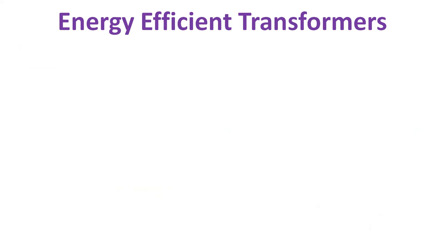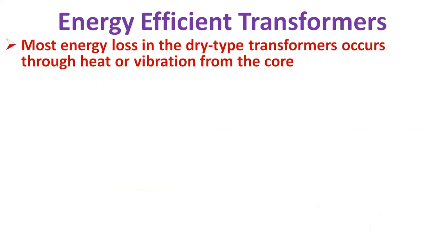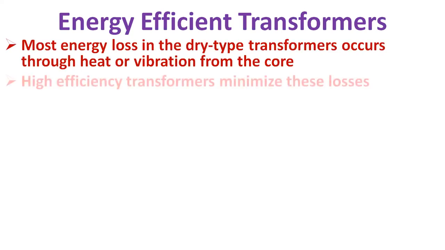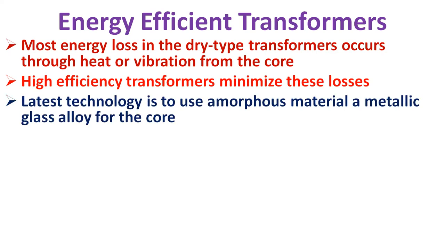Most energy loss in dry type transformers occurs through heat or vibration from the core. The new high efficiency transformers minimize these losses. The conventional transformer is made up of a silicon alloyed iron core. The iron loss of any transformer depends on the type of core used in the transformer.